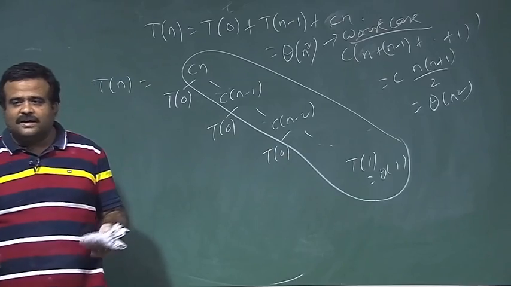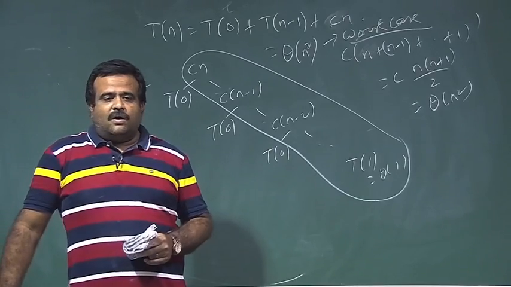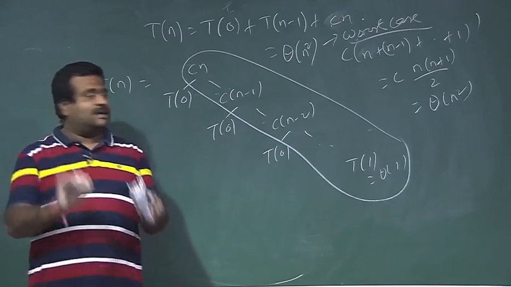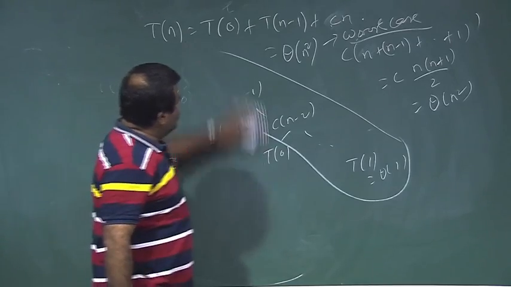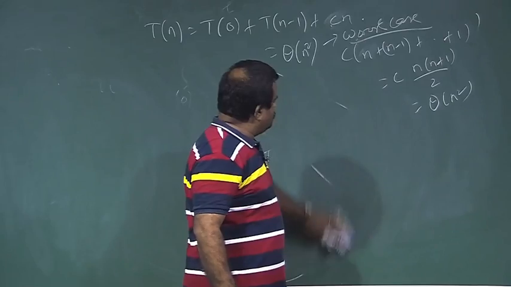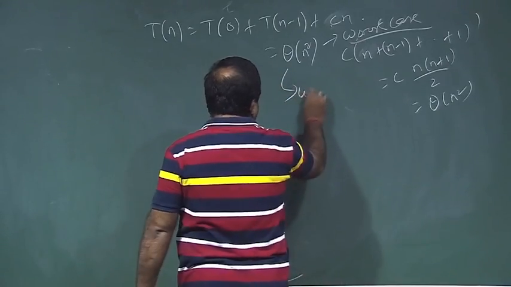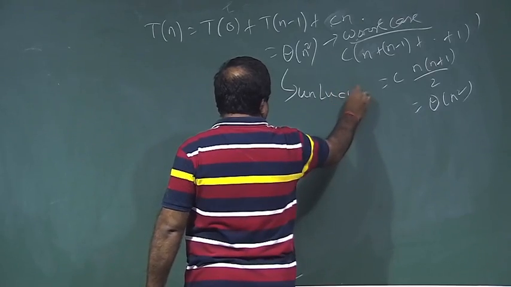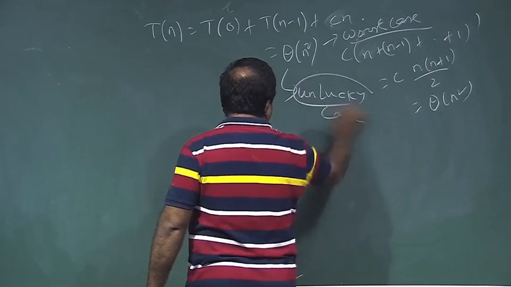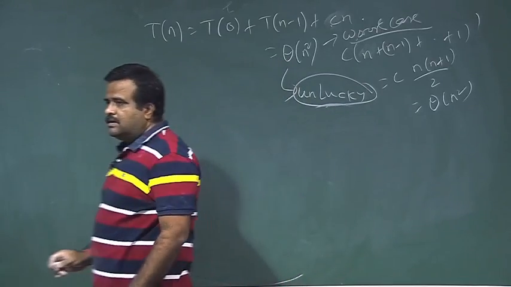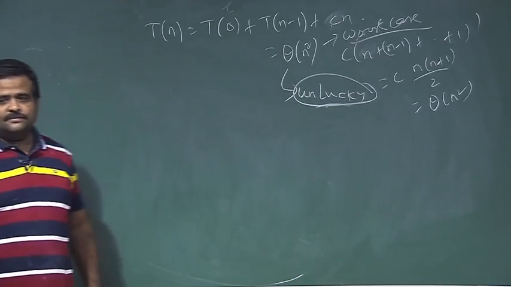So, what is the lucky case? When you get an order of n log n algorithm, when the time is order of n log n, then we call this a lucky case. So, this is an unlucky case. Okay. So, if we choose the pivot to be minimum or maximum, then this is an unlucky case. We are not lucky, we are unlucky if this is the solution of the recurrence.